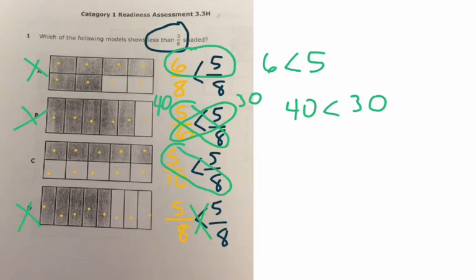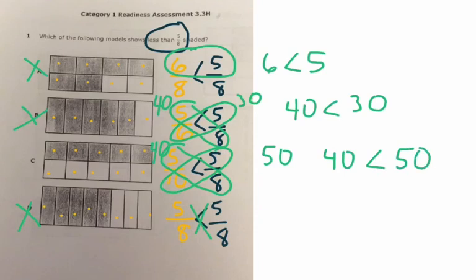5 times 8 is 40. 5 times 10 is 50. So put the same symbol inside. 40 is less than 50. That is a true statement.